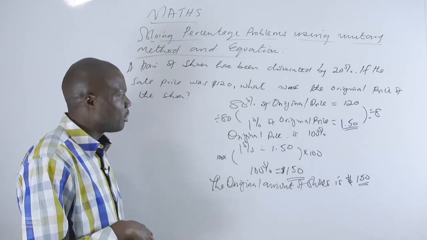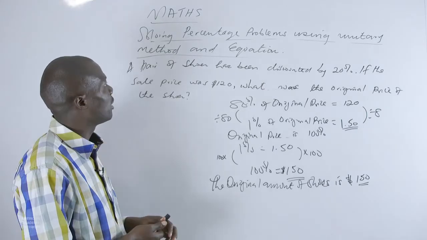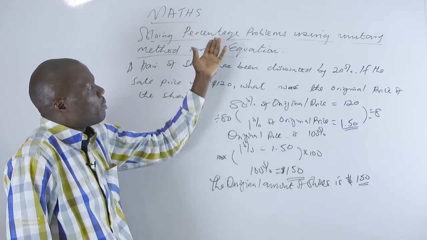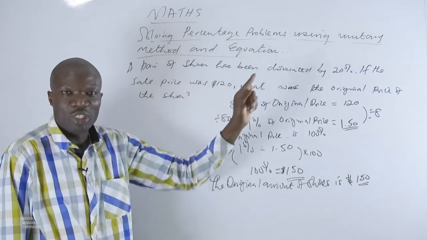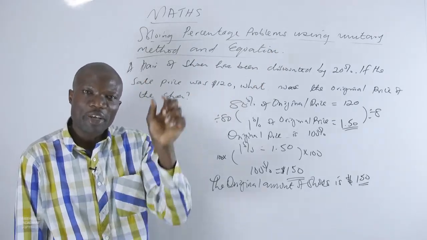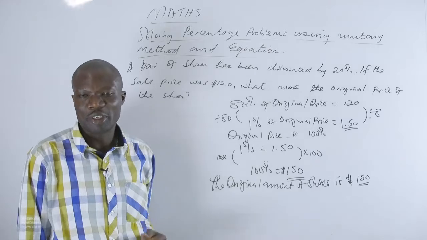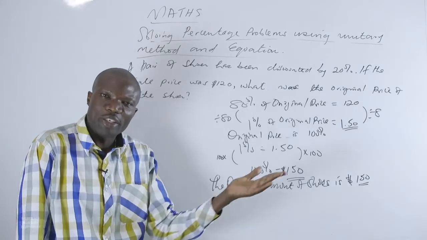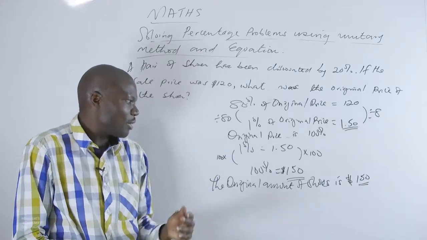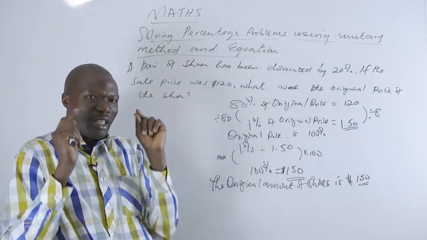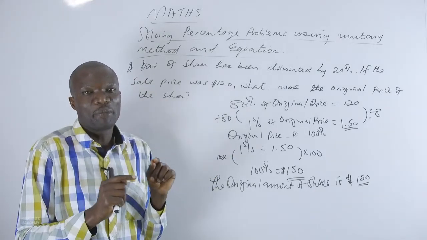The alternative method is where we form an equation. That's why we are talking about solving percentage problems using the unitary method and equations. That's why we are looking at every question with two different approaches. One is unitary, another one is using an equation. So this is unitary, and we found 150. What if we approached it by equation?